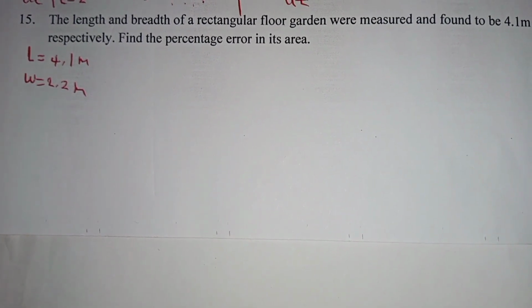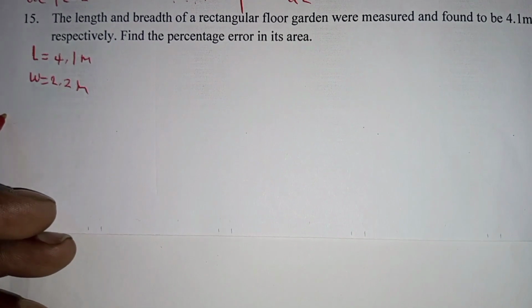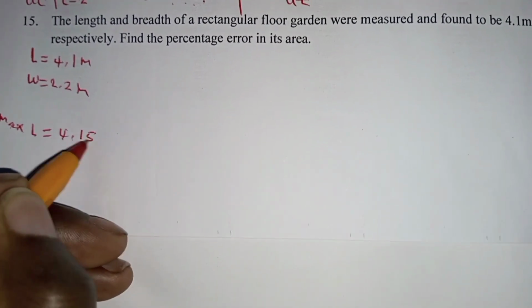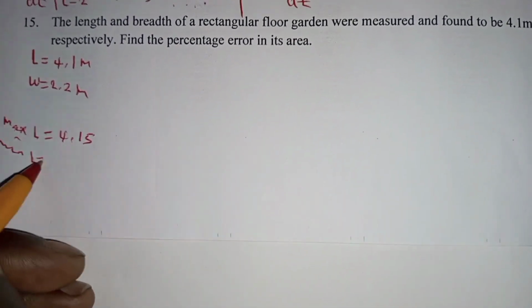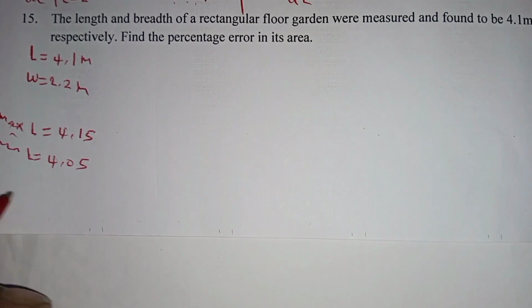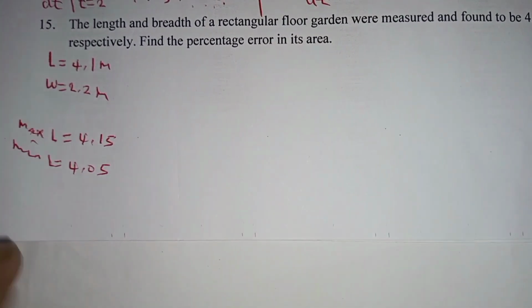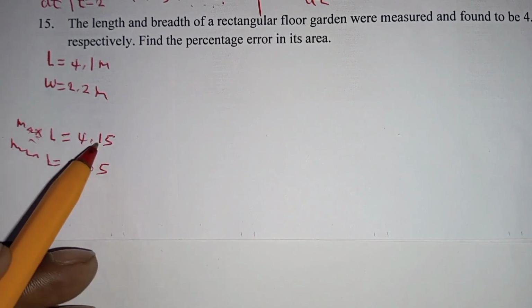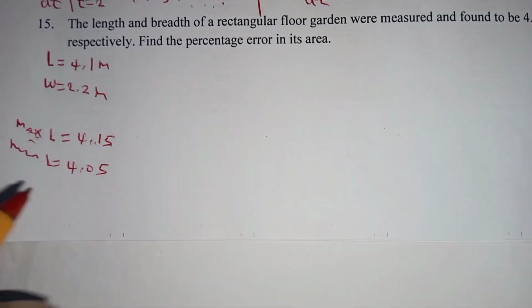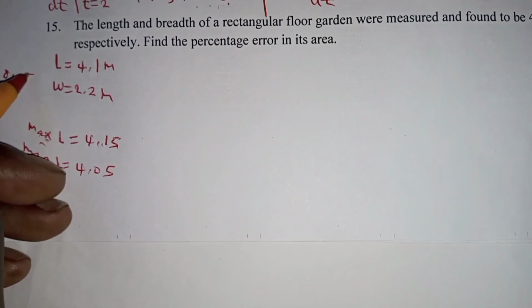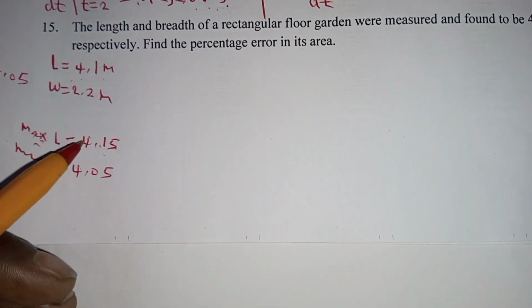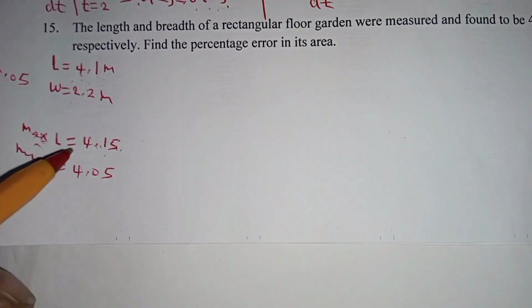To do that, first of all, we find the limit. So the maximum length will be 4.15 and the minimum length will be 4.05. What you do, you want the absolute error. Absolute error in each of these cases is 0.05. So for the maximum, we add 0.05 to get 4.15. We subtract the same on the length to obtain the minimum.